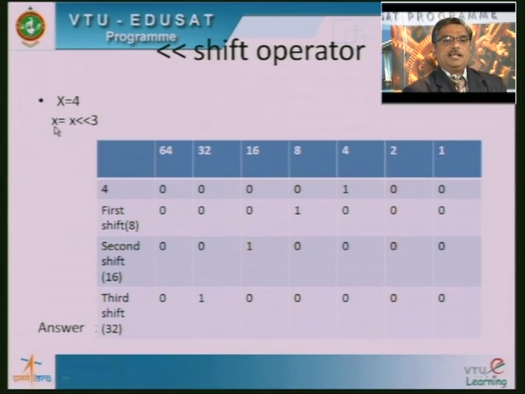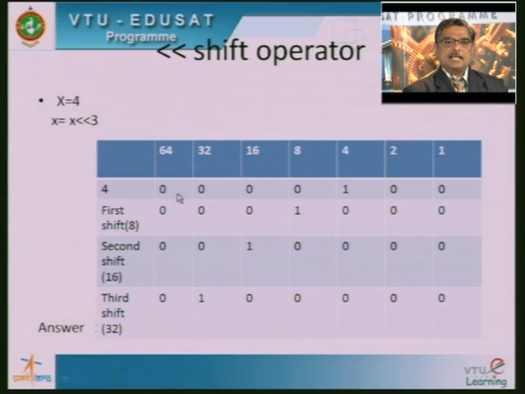The new value of x equals x << 3, which means shift this variable 3 times. The 3 refers to how many times you want to shift it. The working principle is like this: whenever you take any number, it is stored in the computer in binary fashion. You are familiar with this, the LSB bit and the MSB bit.